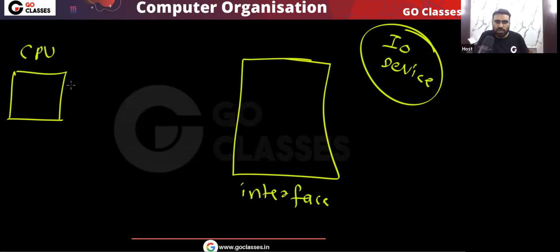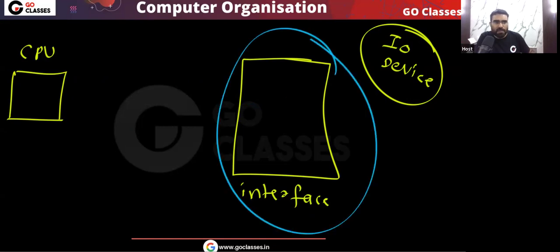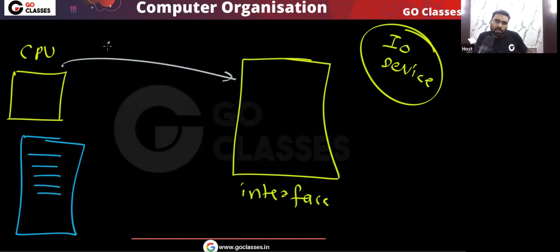Now, what is the CPU doing? The CPU gives a command to the interface: I want to read 100 bytes, give me 100 bytes. After the command goes to the interface, the CPU will execute some other program. The CPU is doing some other work.